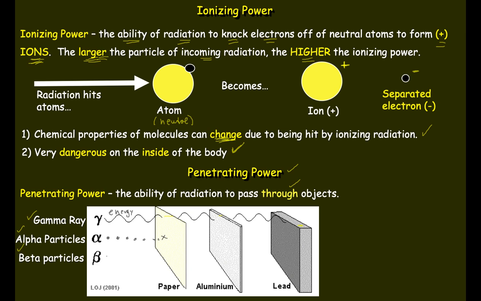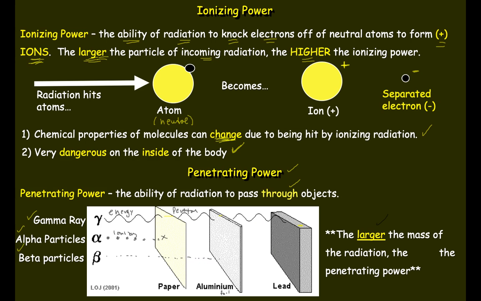Beta particles move a little quicker. Those are smaller. They can go through paper, actually, and they are blocked by a small piece of aluminum foil. So this is aluminum foil, and they can be blocked by that foil. So you can see this is more ionizing, and this is more penetrating. That's the way you can think about this. The larger the mass of the incoming radiation, the lower the penetrating power. So basically, you want to be able to know your penetrating power and your ionizing power based on the radiation that you see here: the gamma rays, the alpha particles, and beta particles. And we're going to look at that in the next slide.